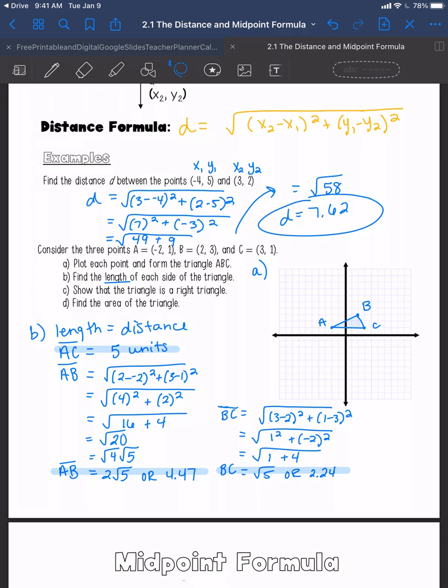Okay, I'm gonna make this stuff smaller so I can move it.